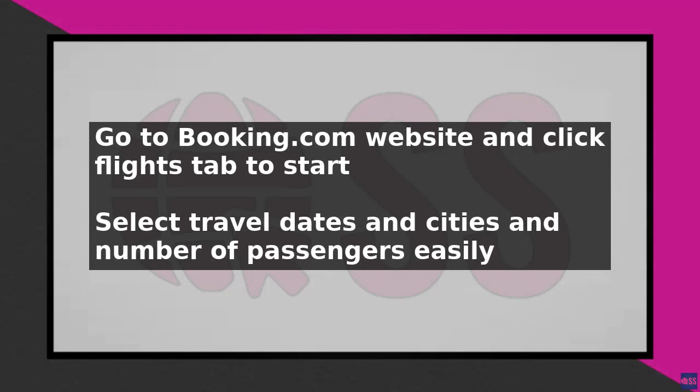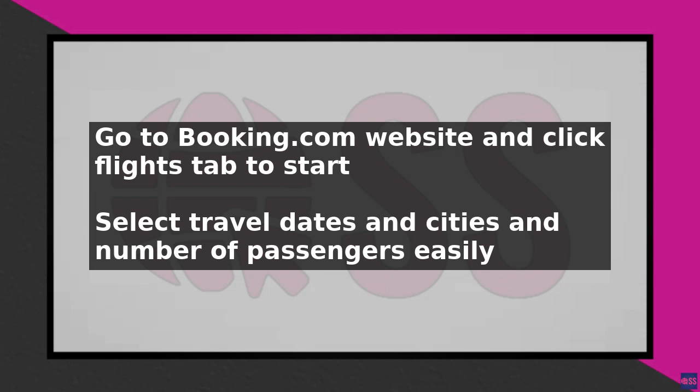To book flight tickets online on Booking.com, follow these steps. First, go to the Booking.com website and click on the Flights tab. From there, select your travel dates, departure and arrival cities, and the number of passengers. You can also choose your preferred class of travel, such as economy, premium economy, business, or first class.